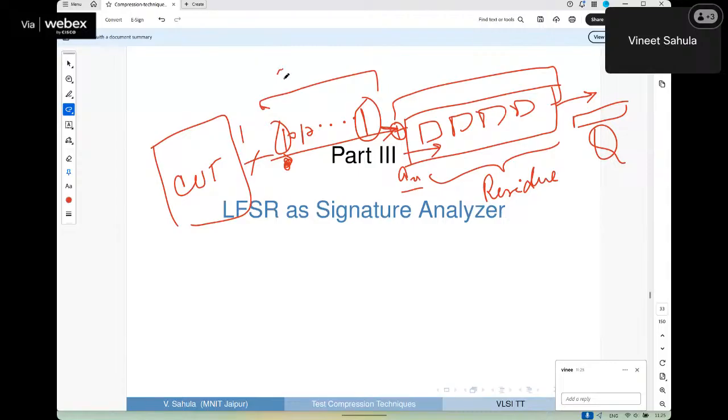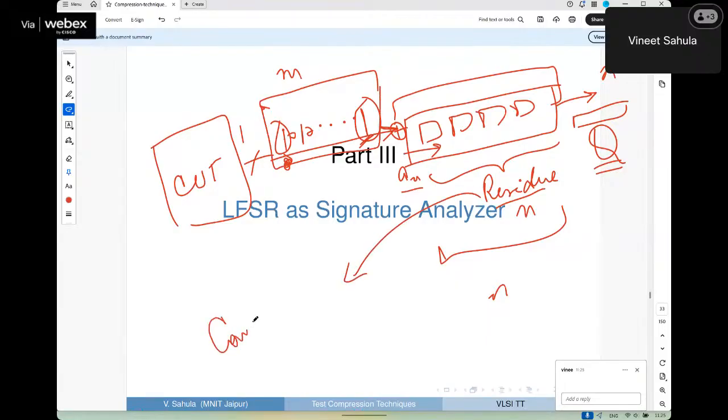The length of the sequence is M. The length of the LFSR is N, right? So Q will be of length M because I will get 1 bit out at every point that way, but the residue will be of length N only. I can use this as a compactor. For an M length sequence, I can take the residue as a compacted or compressed form. So I have compacted my M length sequence to an N length sequence.